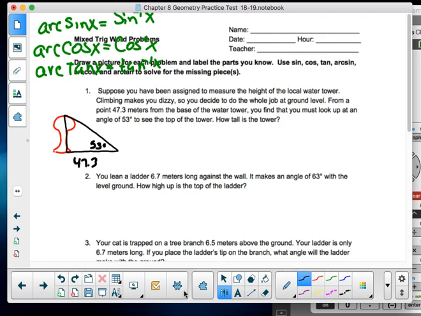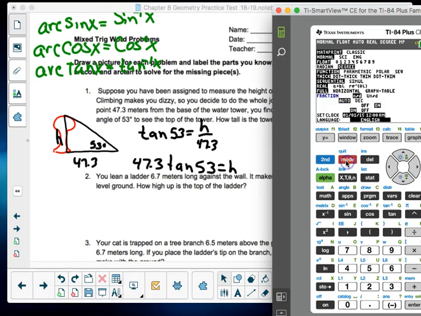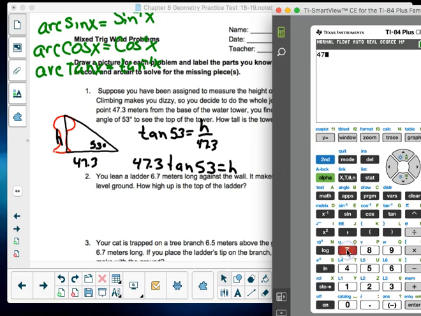Now here's the thing. We're assuming that the angle is with the ground here because I wasn't told any information about the height of the observer or their eyes. So I want to find h, the height. Standing on 53 degrees, h is opposite, 47.3 is adjacent, so I've got tangent of 53 degrees is equal to h over 47.3. So 47.3 times tangent of 53 is what I'm going to solve. I grab my calculator, make sure my mode is in degrees, and it is, and so I go 47.3 times tangent of 53, close the parenthesis, and hit enter.